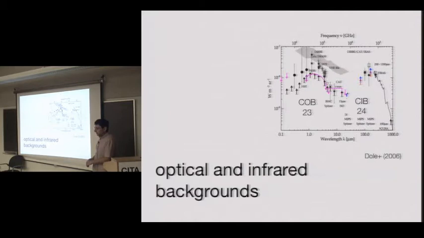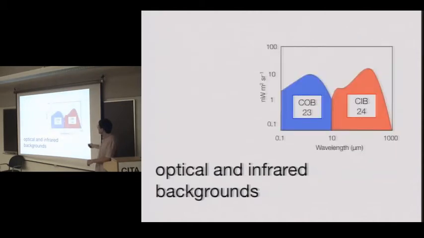But this is one that us CIB people love to show. It's a measurement of the intensity of the background at all these different wavelengths. And the takeaway message here is that the optical and the infrared are more or less the same amount of energy coming out. So about half of the light that's come out of stars has been absorbed by dust and then re-emitted. So it's actually kind of important that we understand the infrared background like we understand the optical background if we want to get a full picture of galaxy evolution.